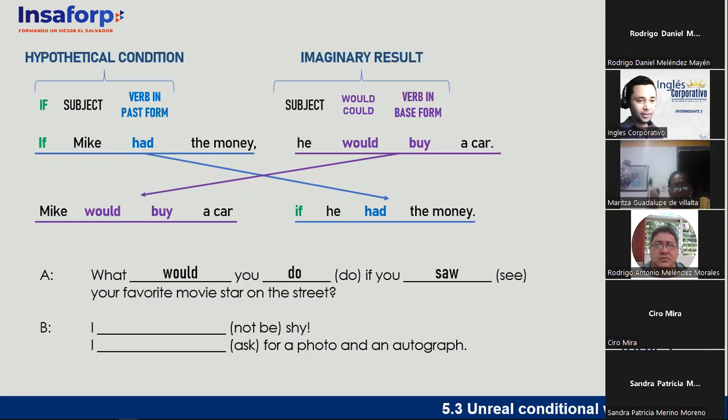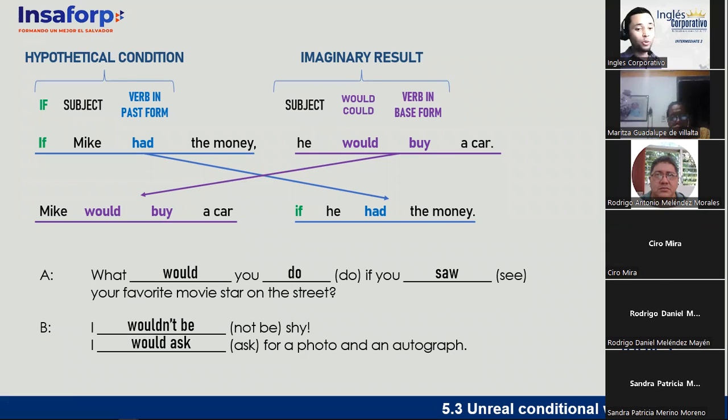Rodrigo Daniel. I wouldn't be shy. I would ask for a photo and an autograph. Correct, very good. I wouldn't be shy. I would ask for a photo and an autograph. Very good. Great. Nice, now you're using unreal conditional sentences. Very good, everybody. We're going to do this activity.